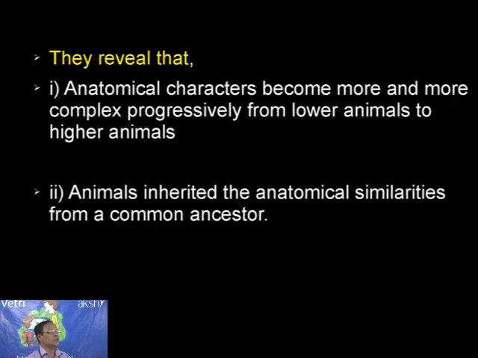Now again, suppose you take the morphological or anatomical characters inherited by animals. The animals inherited the anatomical similarities. How? Because they had a common ancestor. Though we are all different from one another, different species, they all look alike in one aspect because they have descended from the common ancestor. So these are the two facts we understood from anatomy and morphology.